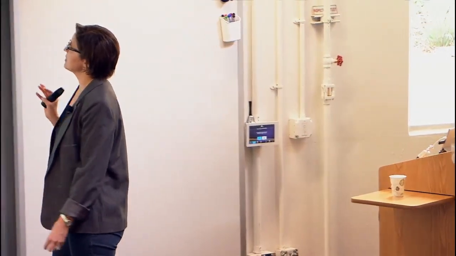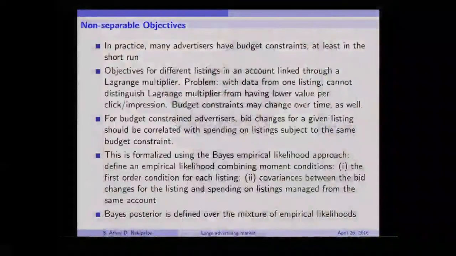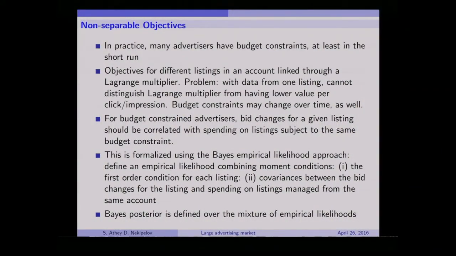But one thing that makes things non-separable is budget constraints, because that links the different listings in the account through a Lagrange multiplier. So what happens on one listing would make you want to bid less on another listing. If you just have one listing, you can't distinguish that Lagrange multiplier, which is going to make you want to bid less aggressively, from just having a lower value per click. So I need a more complicated estimation scheme for that. And then I also have to worry about the budget constraints changing over time.